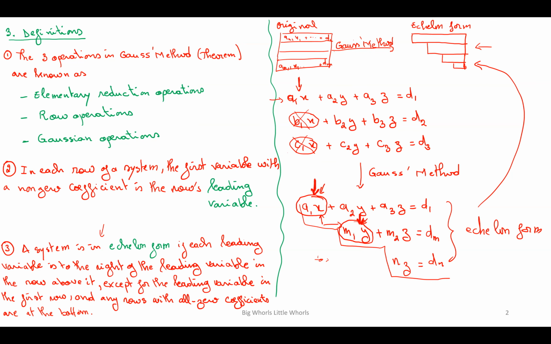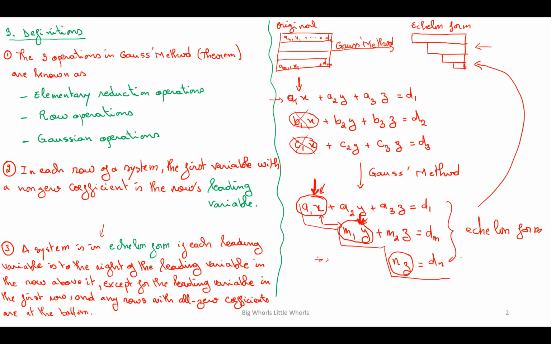The same for the leading variable in equation 3, which is to the right of the leading variable in equation 2. So a system is in echelon form if each leading variable is to the right of the leading variable in the row above it, except for the leading variable in the first row. The first row is on its own. We start with the leading variable of the first row, but the leading variable in the second row is to the right of the leading variable in the first row, and the leading variable in the third row is to the right of the leading variable in the second row.